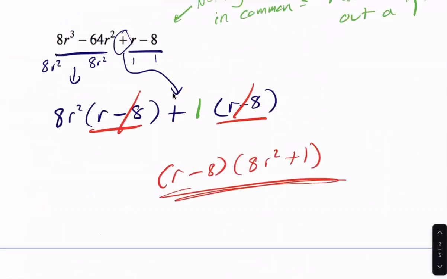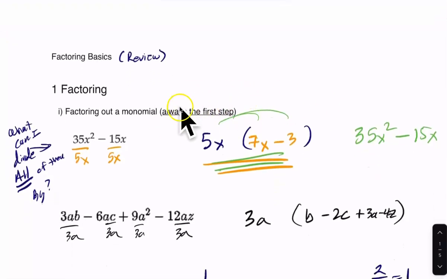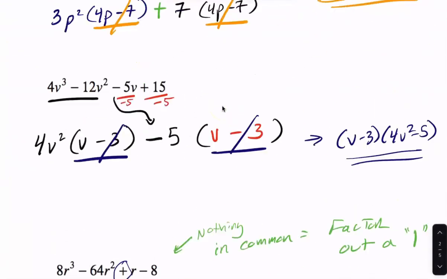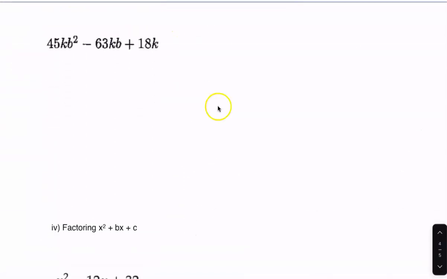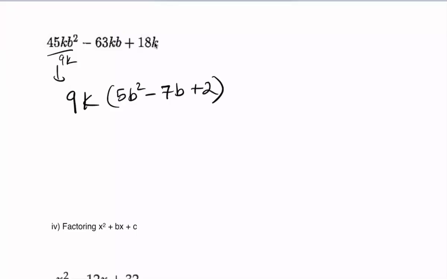But don't forget rule number 1, all the way up here, of factoring. Always factor out a monomial first if you can. It makes your life so much easier. So the first thing I want to do here is look: do they have anything in common? They all divide by 9, and they all have a k. So first, pull out the 9k. Then we divide everything by 9. So that's going to be 5b squared minus 7b plus 2. So divide everything by 9k.